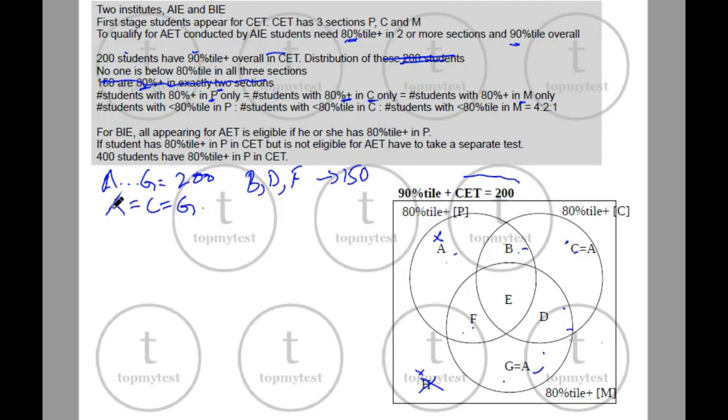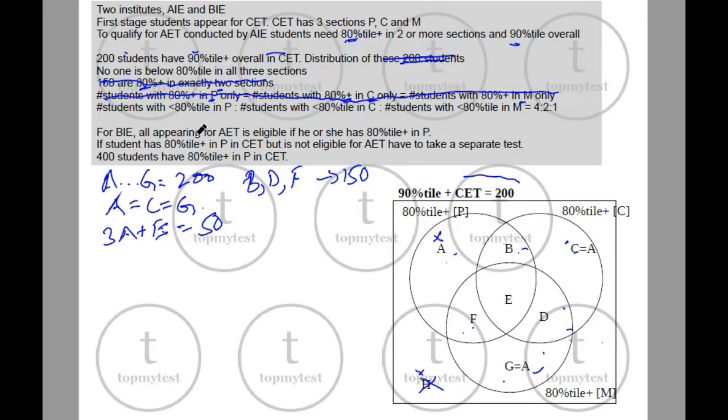Okay. So if we reduce these two, left from A to G, I have to remove B, D and F. So I'll be left with A, C, G and E. So which will be 3A plus E will be equal to 200 minus 150, which is 50. Okay, this is used up.